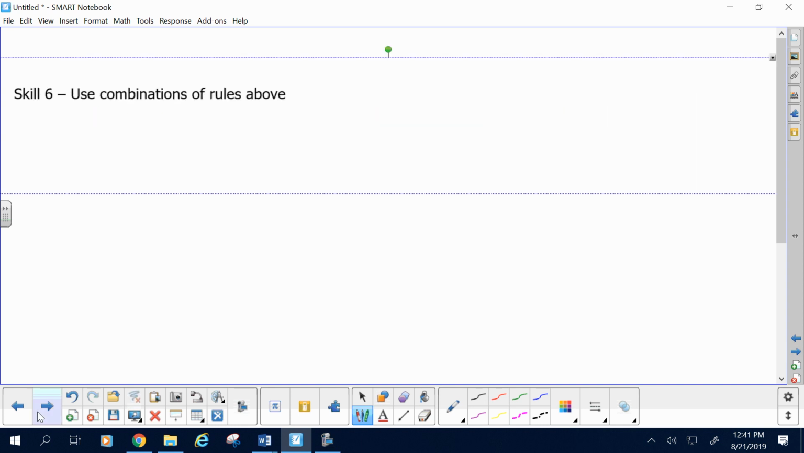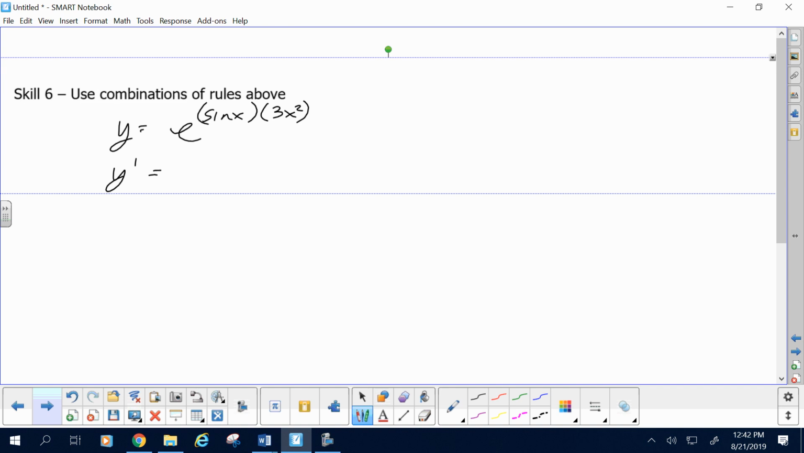All right, you also need to be able to use combinations of rules above. So for example, if I said y is e to the sine of x times 3x squared, what two rules would I need to find the derivative? Product rule and chain rule, because you have a function within a function. Shall we walk through that, or you good? Yes, walk through it.